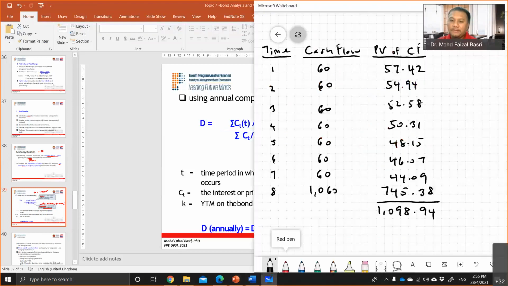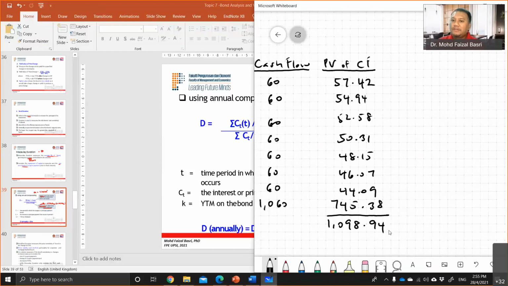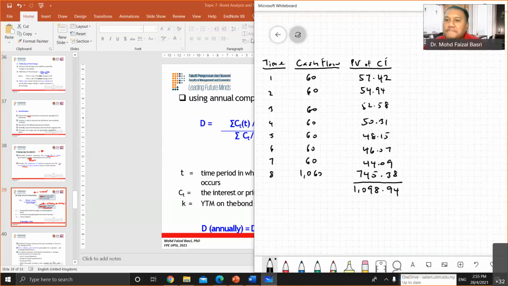Therefore, the fourth column here would be time. Time multiplied with the cash flow, that is, multiplied with the PVCF, the present value of cash flow. So we take the time of each period and multiply it with the respective present value of the cash flow.